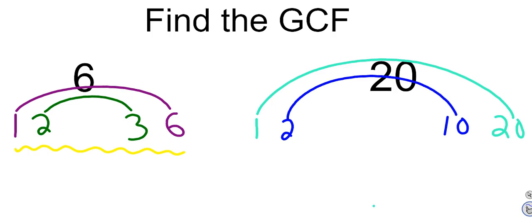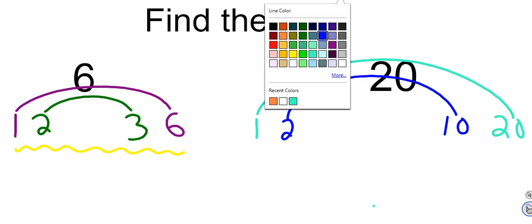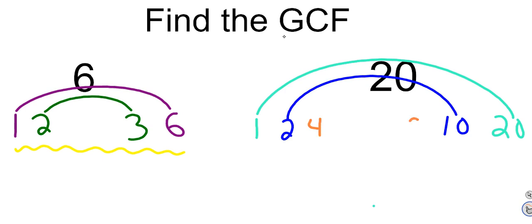Does 3 go into 20? No. Does 4? Yes, 4 does, right? 4 times 5. Let's see, 5 goes into 20. We already have that though. Does 6? No. 7? No. 8? No. 9? No. 10? Yes, but we already have that. So once we are done with all the possibilities, the numbers left are the factors.